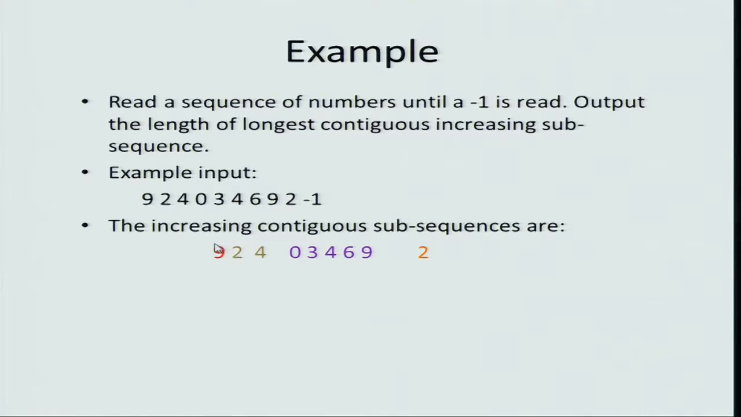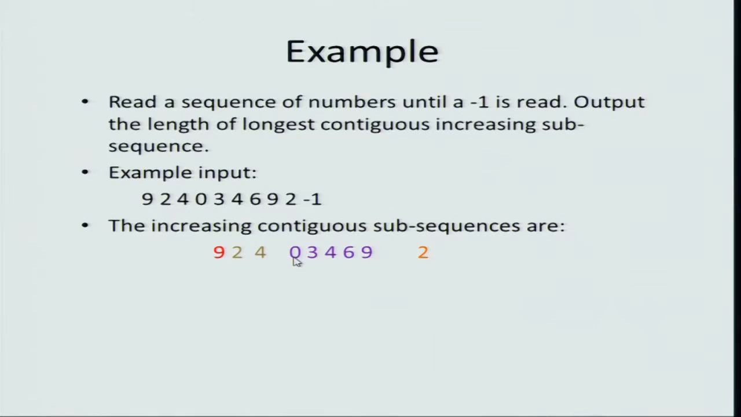So I say that 9 is an increasing subsequence, then the next number is 2, 2 is less than 9. So 9 and 2 cannot be part of a subsequence where the numbers keep on increasing. So 2 is the start of a new sequence. Again, the next number is 4. So 2 and 4 form an increasing sequence, so you can continue increasing the sequence. The next number is 0. 0 is less than 4, so you break the sequence there.